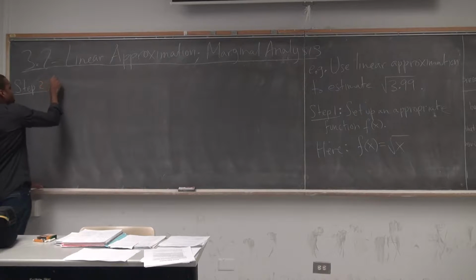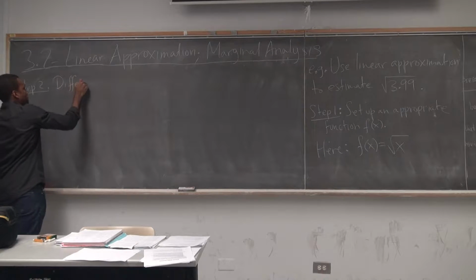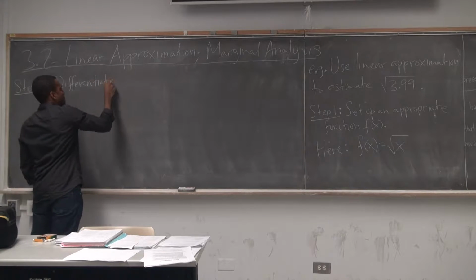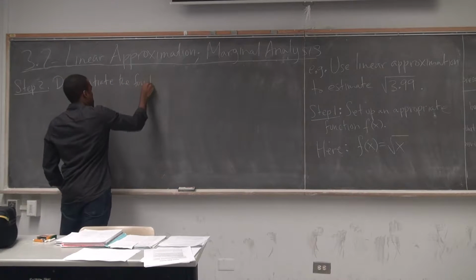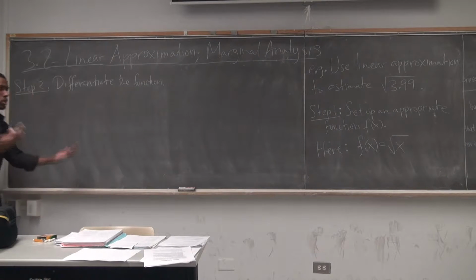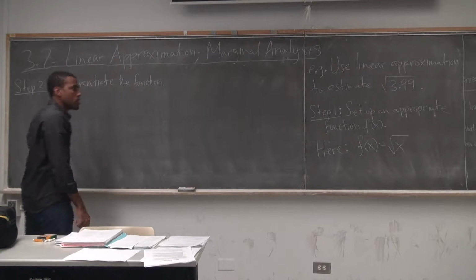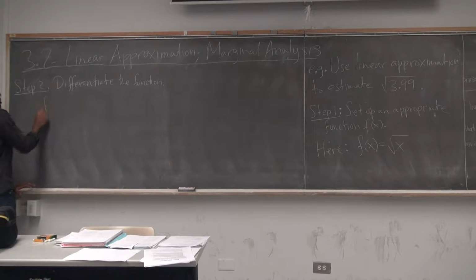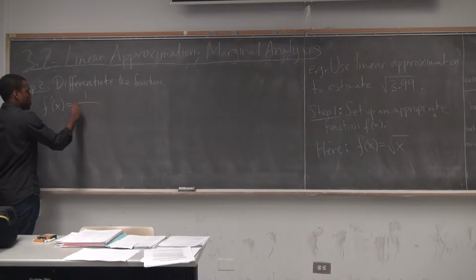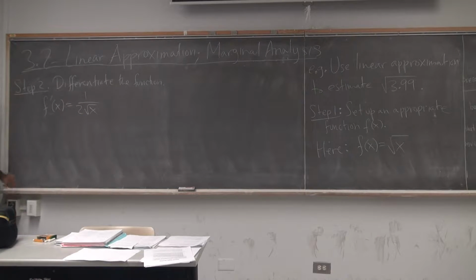Step 2, differentiate the function. Why? Because we want to use the equation of the tangent line. We need the derivative in order to find that. So here, f of x is square root of x. What's the derivative? Half x to the negative a half. Right. 1 over 2 radical x.